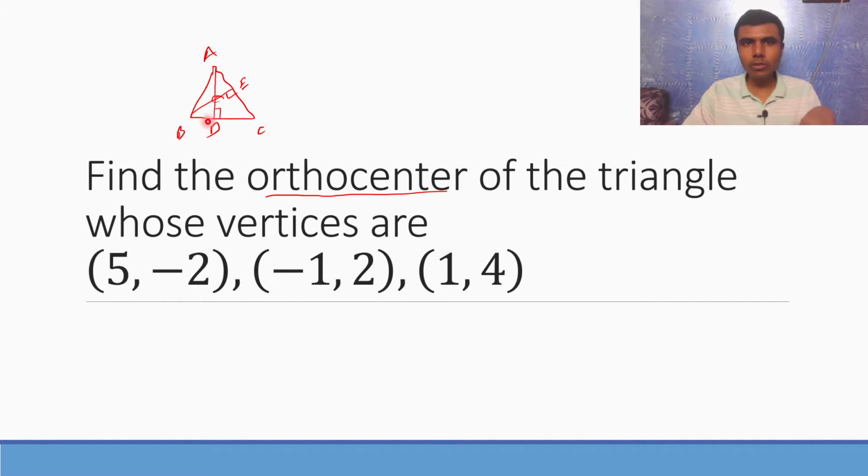అంటే altitudes రెండు మీట్ అయ్యే పాయింట్ కలిసే పాయింట్ orthocenter అవుతుంది. ఓకే, సో మనం ఏం చేస్తామంటే what are we going to do right now is first find out equation of altitude AD, next find out equation of altitude BE, and then find out their point of intersection.